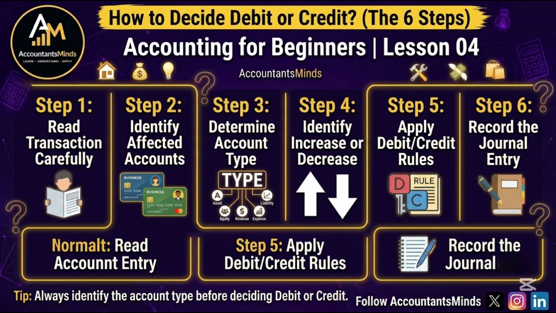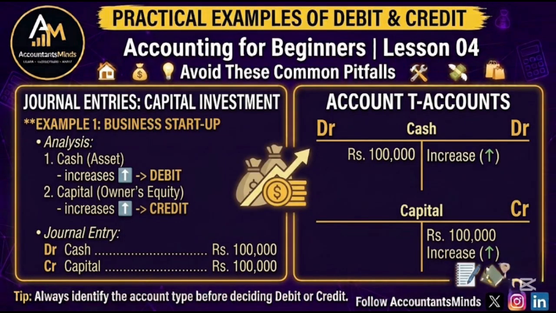Let's apply these steps using some practical examples. Let's start with the first example. The owner starts the business with 100,000 rupees in cash. Here, cash is an asset, and it is increasing, so we debit cash. Capital is owner's equity, and it is increasing, so we credit capital.